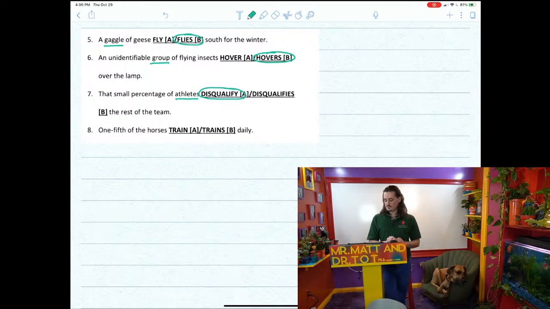And 8, 1/5 of the horses train or trains daily. 1/5 indicates a portion, which is a fraction. 1/5 indicates a fraction, which is a portion of something. So we're guided by the noun horses, which is plural. Plural nouns usually end in S, so plural verbs usually do not end in S, so we want the plural verb train. If you have any questions, then please let me know.